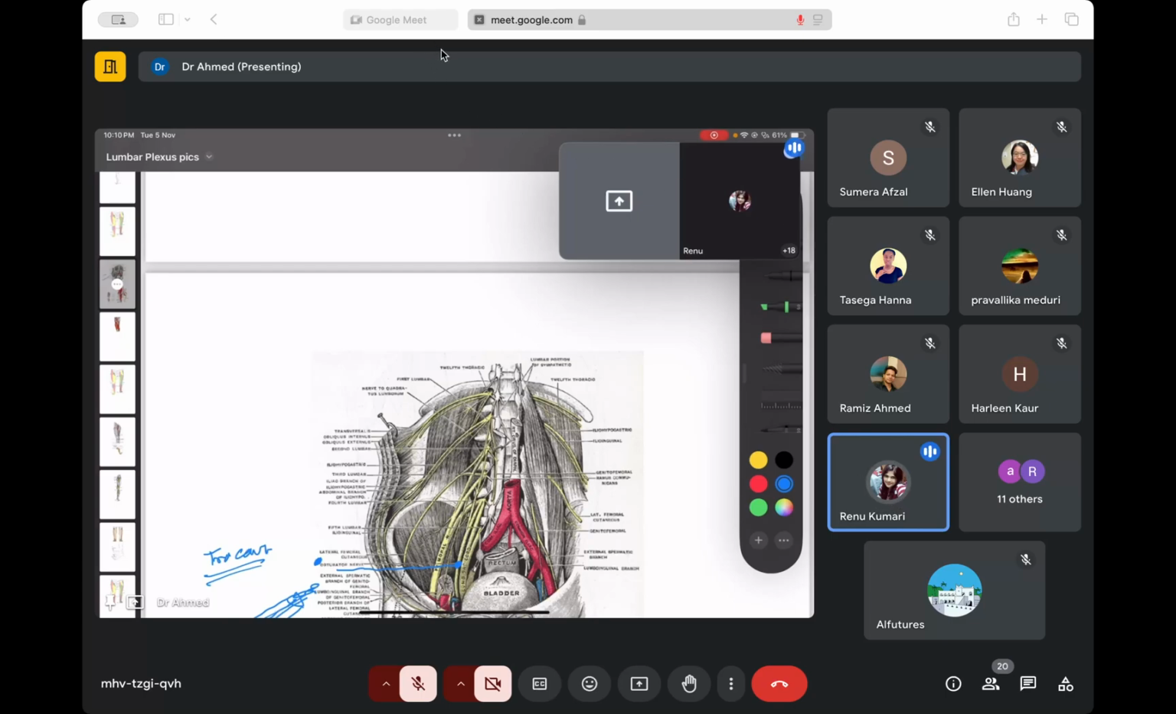And this obturator nerve supplies the adductor muscles of the thigh, the motor supply to the adductors, and the sensory supply is to the medial portion of the thigh, a little bit near the pelvic area. So during the pelvic surgeries, it can get injured.